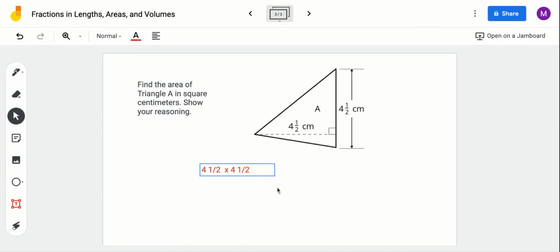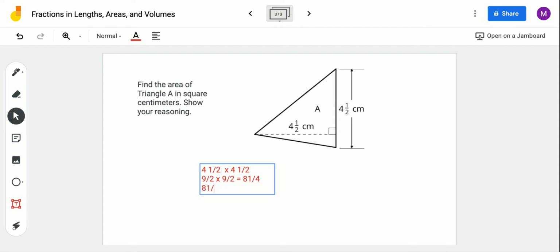Now, 4 1/2 times 4 1/2, it's a little bit nicer again to switch it from mixed numbers to a single fraction. So 4 is going to be 8 halves plus one more. This is going to be 9 halves times 9 halves. That equals 81 fourths. Now I need to take that and divide it by 2.